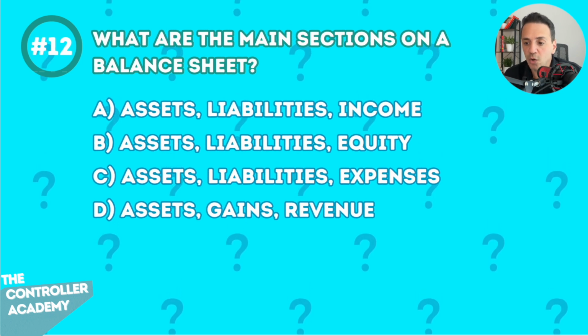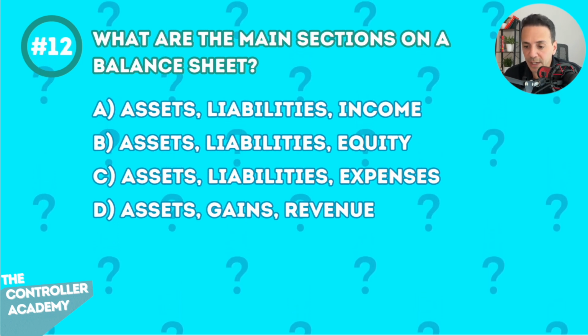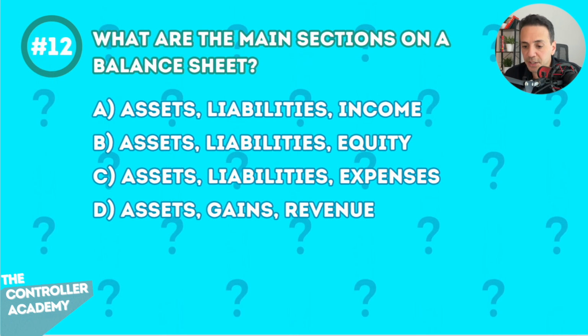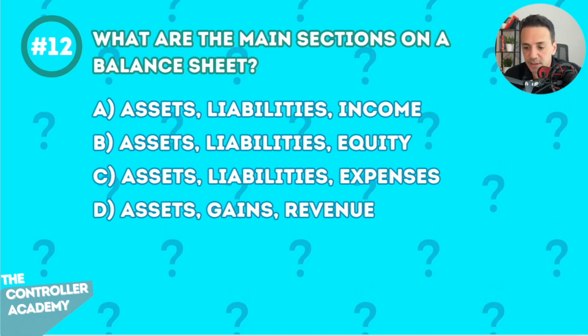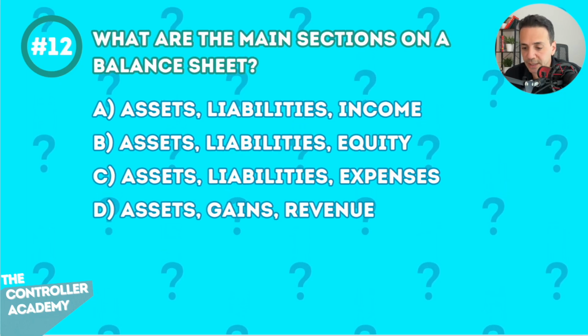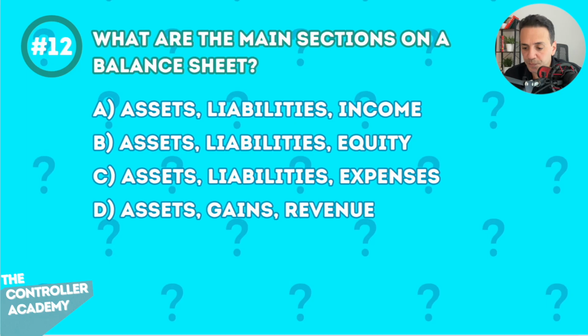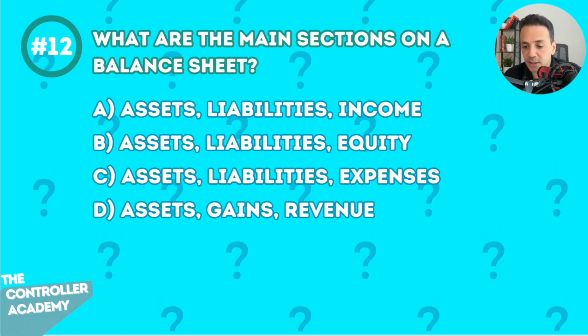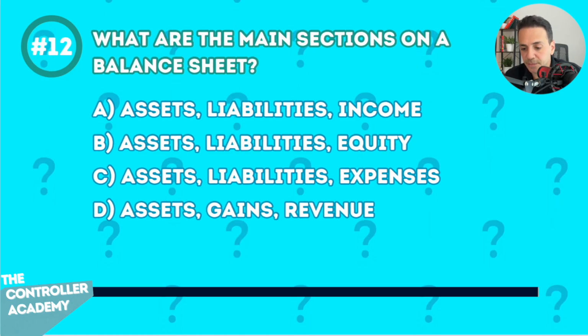Let's go ahead and look at question number 12, or the final question. What are the main sections on the balance sheet? A, assets, liabilities, income. B, assets, liabilities, equity. C, assets, liabilities, expenses. Or D, assets, gains, or revenue. Let's go ahead and start a timer here.